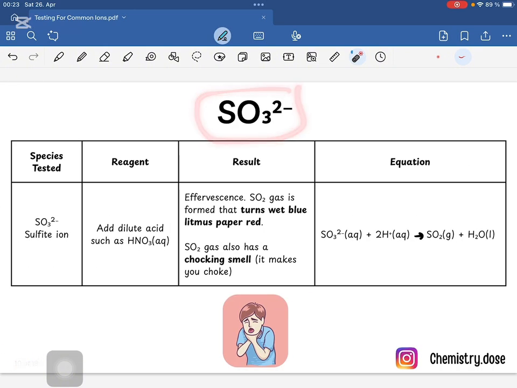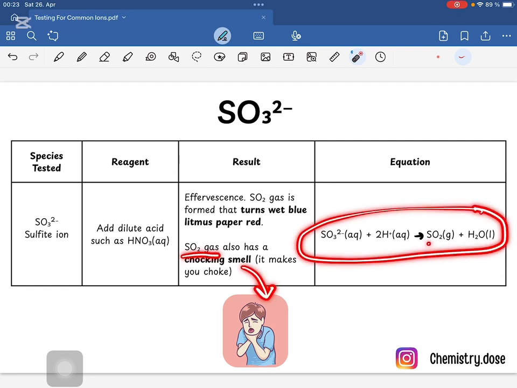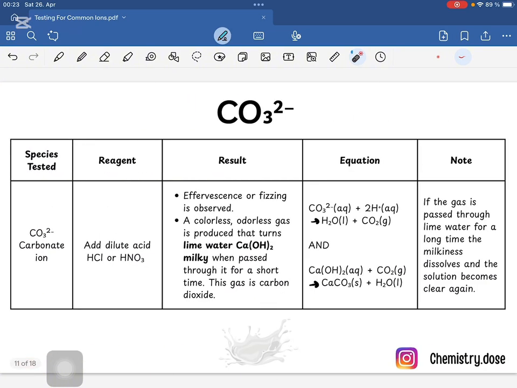Then we have SO3 2-, which is the sulfite ion. The reagent that we're going to use is a dilute acid like nitric acid, and we will observe effervescence. The SO2 gas is going to be formed. Since it is an acidic gas, it turns wet blue litmus paper red. So it's the opposite of the case of ammonia. And SO2 also has a choking smell. And this is the equation that will lead to the formation of SO2.